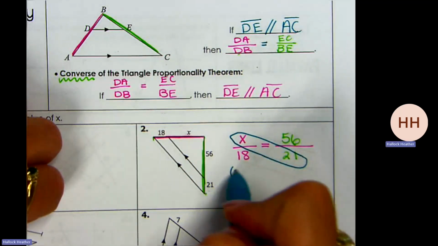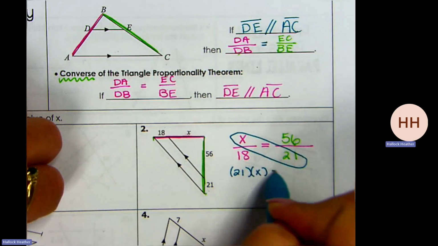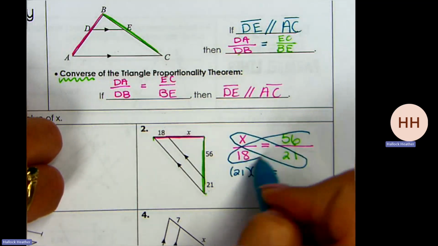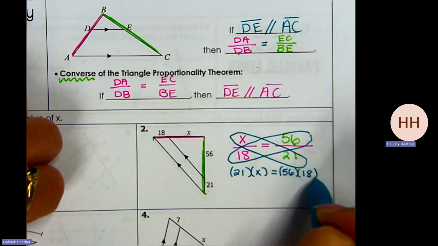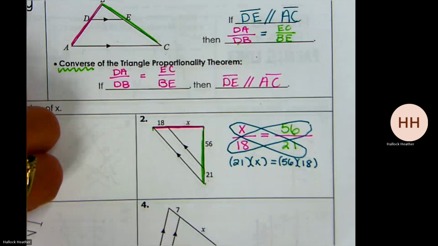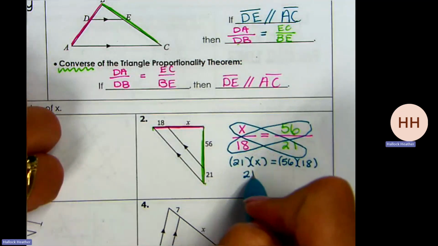Okay, so 21 times X is just 21X. And then I'm cross multiplying the other way as well. I'm going to do 56 times 18. So 21 times X is 21X.